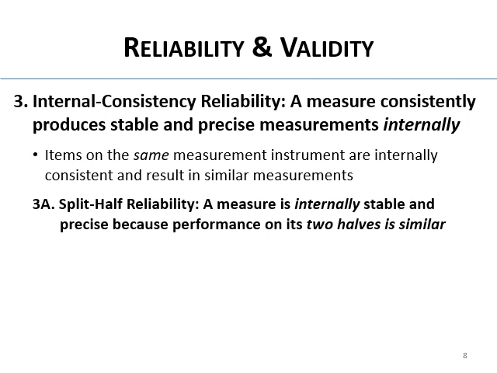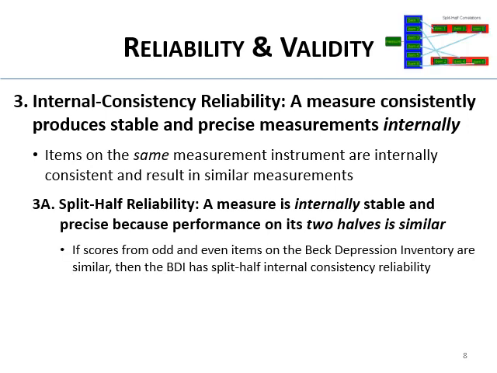There's what we call split half reliability, and this is when a measure is internally stable and precise because performance on its two halves are similar. So yeah, people literally establish reliability by doing odds versus evens and saying, look, people get similar scores on both halves of the test, something like that. So for something like the Beck Depression Inventory, the BDI, if you split it in half, people get, like the odds, their depression score on half of them is similar to the depression score they get on the other half of them.